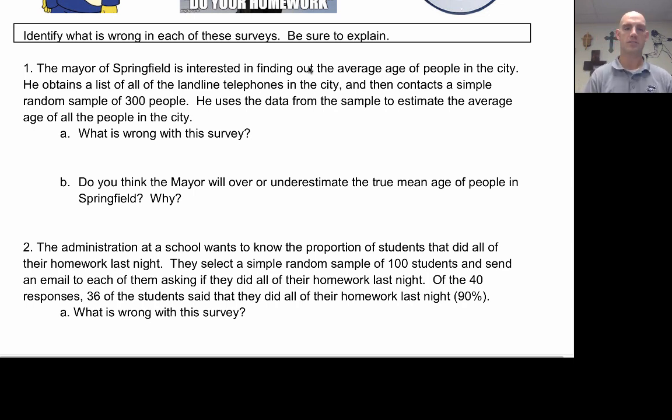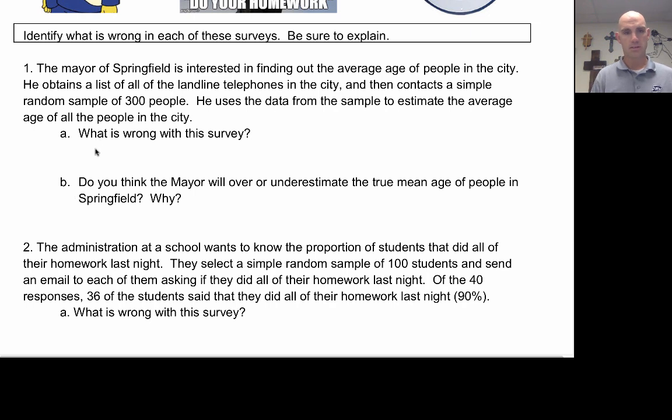First of all, the Mayor of Springfield is interested in finding out the average age of people in the city. He obtains a list of all the landline telephones in the city, and then he conducts a simple random sample of 300 people. He used the data from the sample to estimate the average age of people in the city. What's wrong with the survey? Well, as you can imagine, he picks this criteria of landline, right? You have to have a landline.